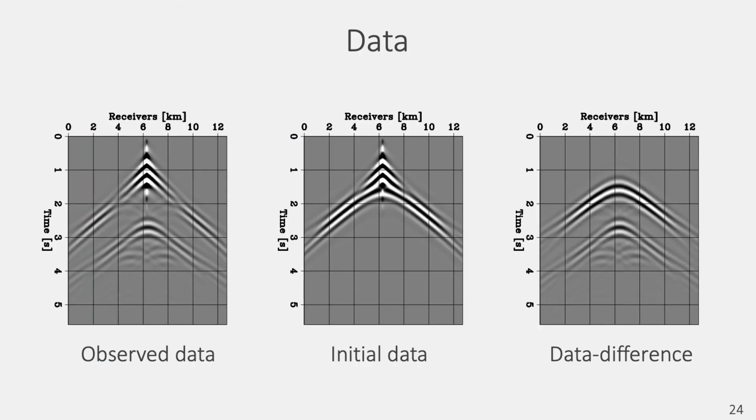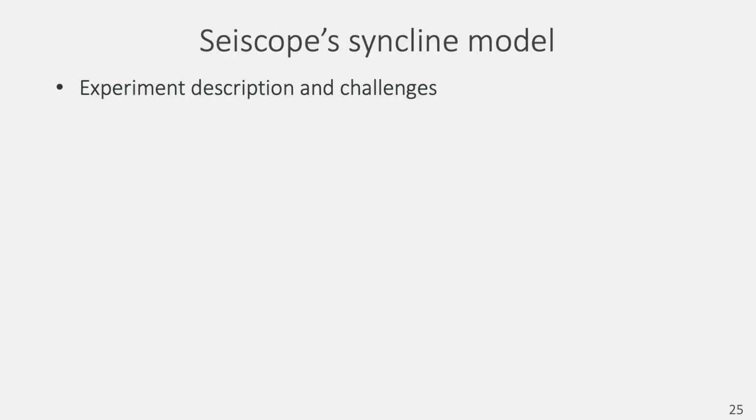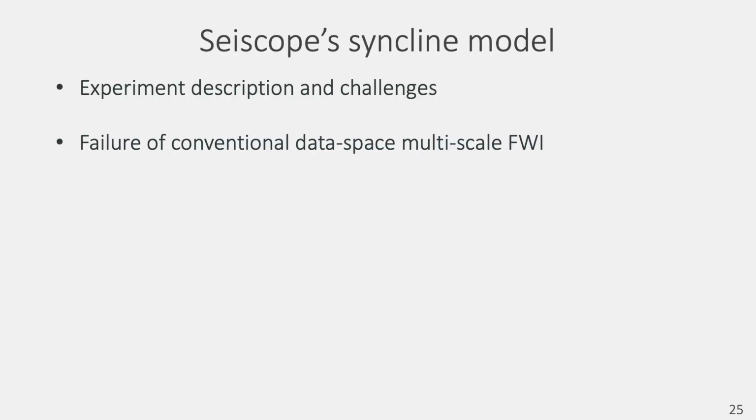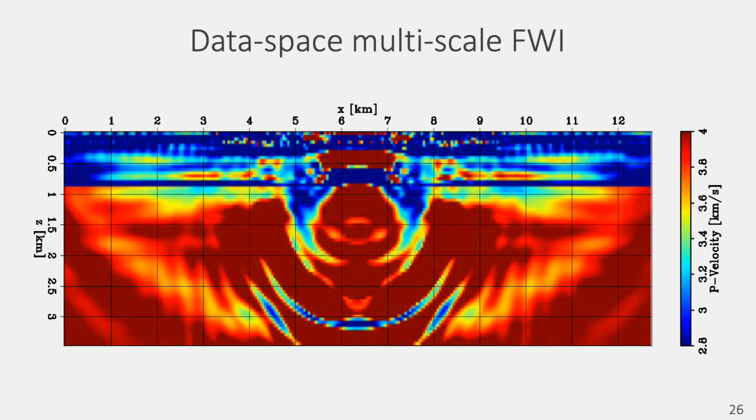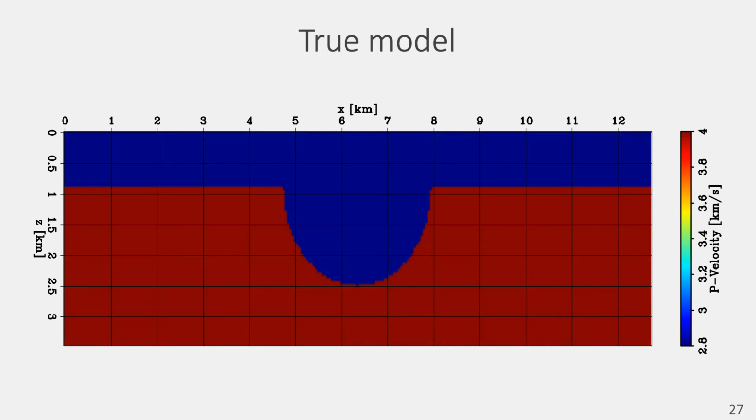This slide shows the observed data on the left panel, the initial predicted data in the middle, and the initial data difference on the right panel. We can clearly see that the initial prediction is completely missing the complex waveform features stemming from the synclinal basin. And as we mentioned, conventional FWI has no chance of succeeding. And this is the final inverted FWI model, and this is the true model.